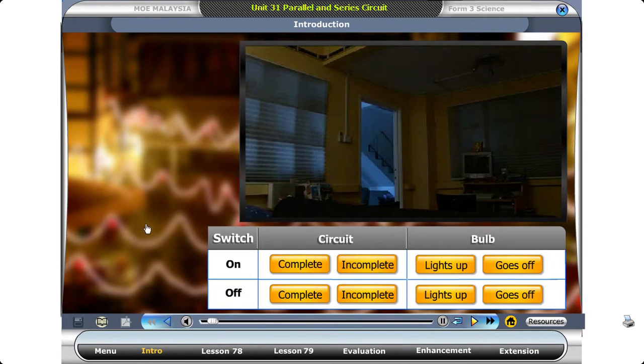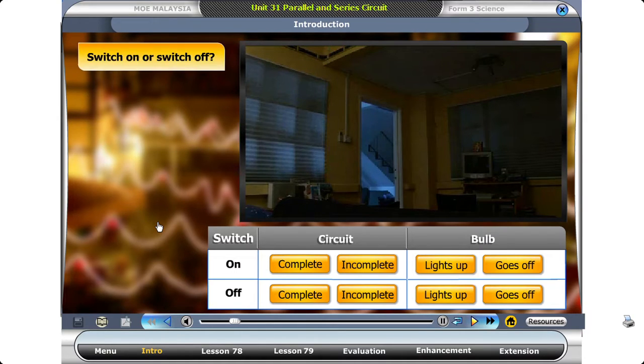What happens when the boy switches on the light? What happens when the boy switches off the light? Click on the correct choices.